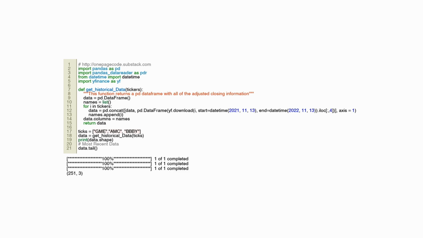The function retrieves the adjusted closing prices for each ticker from Yahoo Finance over a specified one-year time frame between November 13, 2021 and November 13, 2022. Adjusted closing prices are commonly used in financial analysis as they account for dividends, stock splits, and other corporate actions that may affect the stock's value.